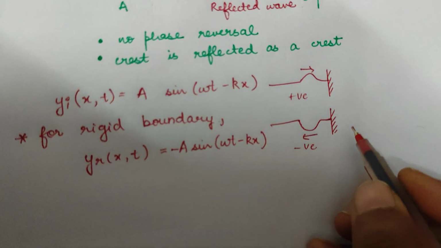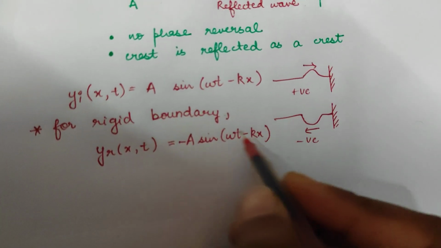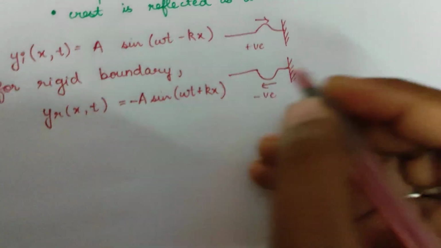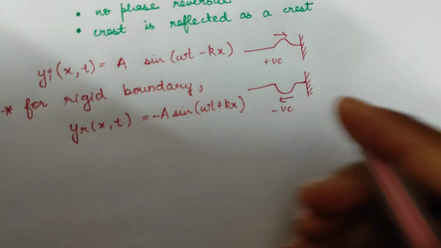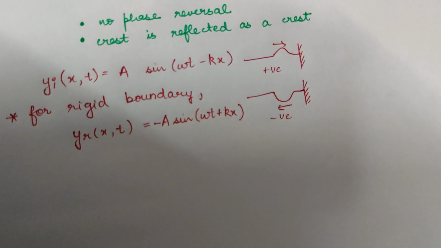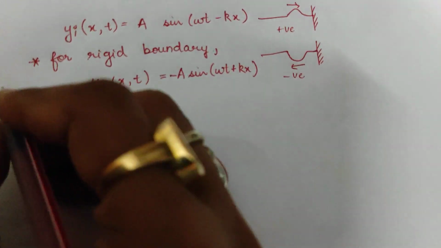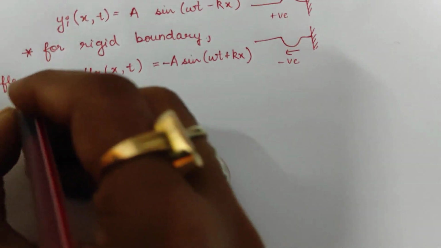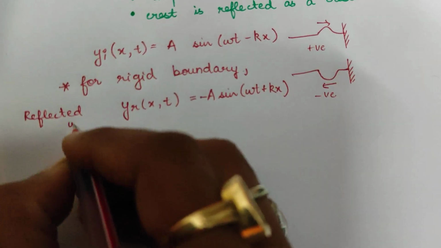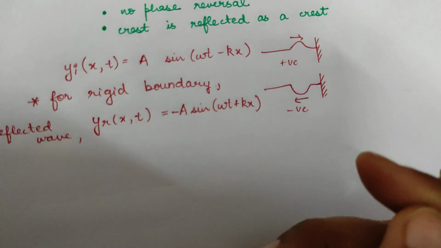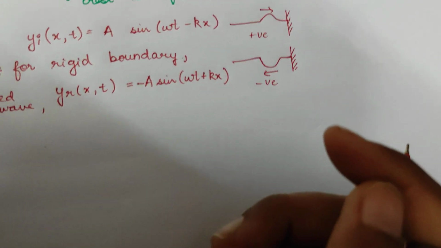Whereas if it travels along the negative x-axis, it will have the wave equation omega t plus kx. The phase will be represented by omega t plus kx. So the equation for the reflected wave for a rigid boundary will be represented by y_r(x, t) equals minus a sine(omega t plus kx).